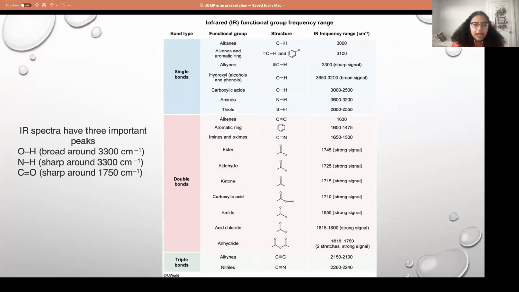The carboxylic acid would actually be a little sharper, and that would be at about 3,000. You can also see here, it's a strong signal. Another one is nitrogen. So nitrogen-hydrogen, that bond is sharp around 3,300. And then C double bonded to O is also sharp, and that's around 1,750 inverse centimeters. So if you were given an IR, you can find the functional groups based on that.